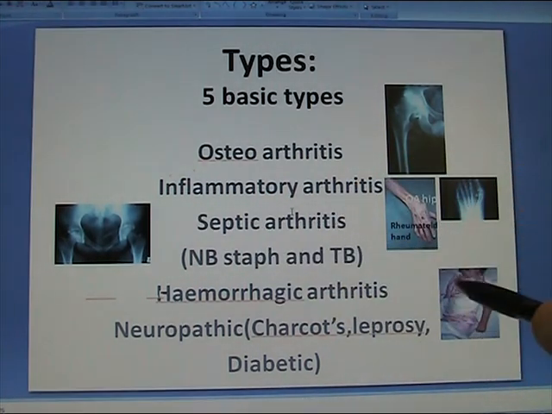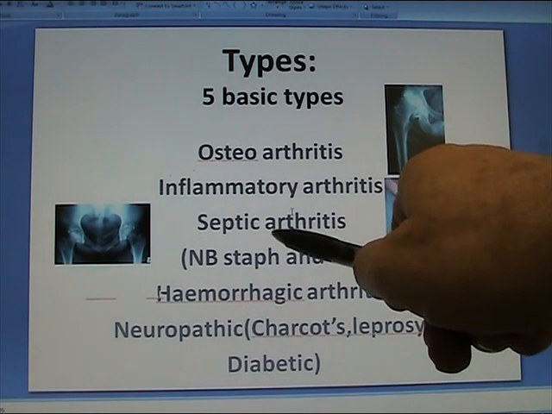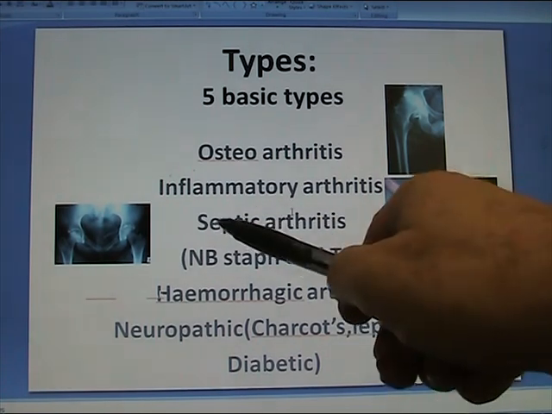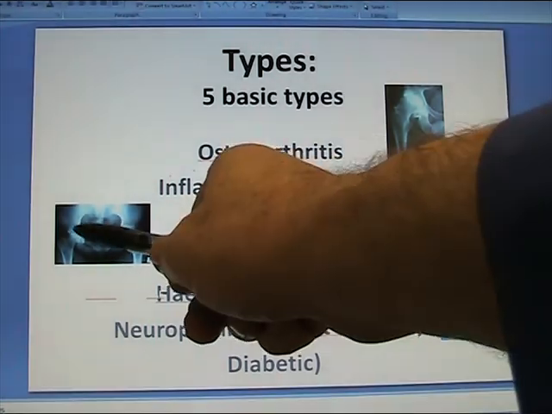Septic arthritis. Remember my previous talk? Septic joint, painful. You've got to get it there to wash it out early to stop the destructive inflammatory process. But don't forget about Staph and TB. Here it is in Crohn's disease.